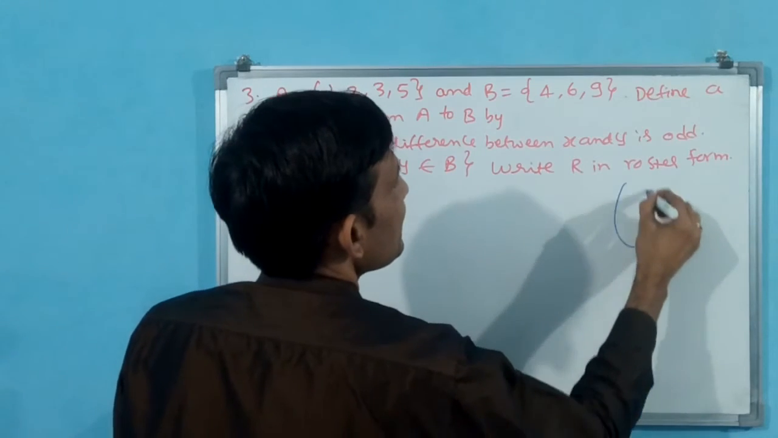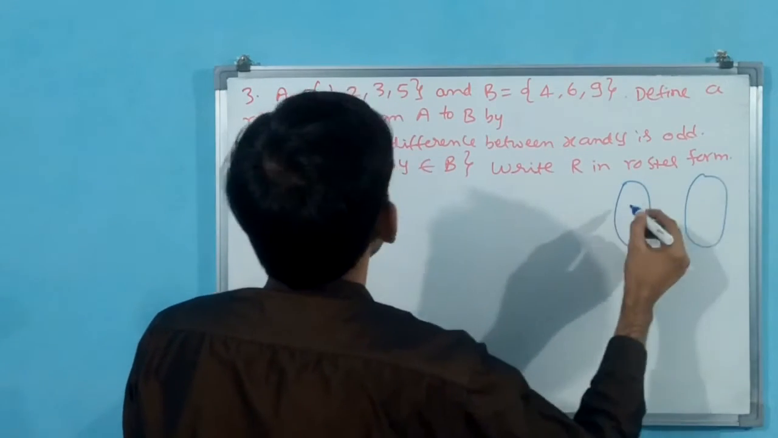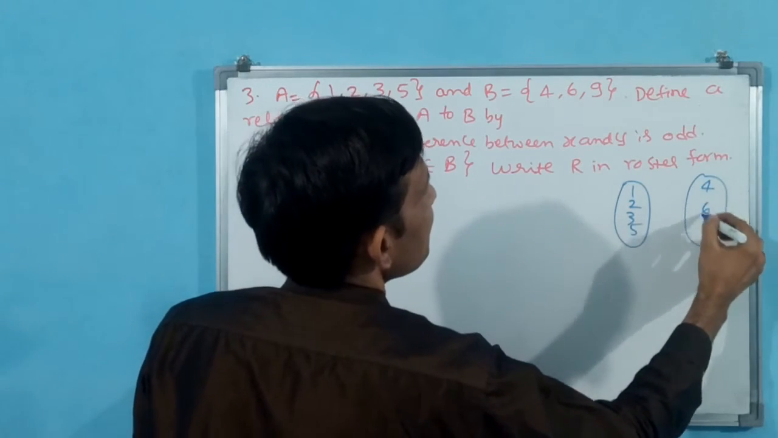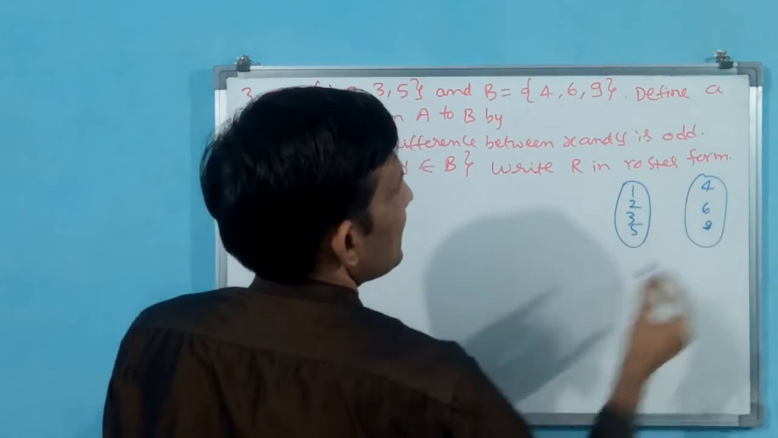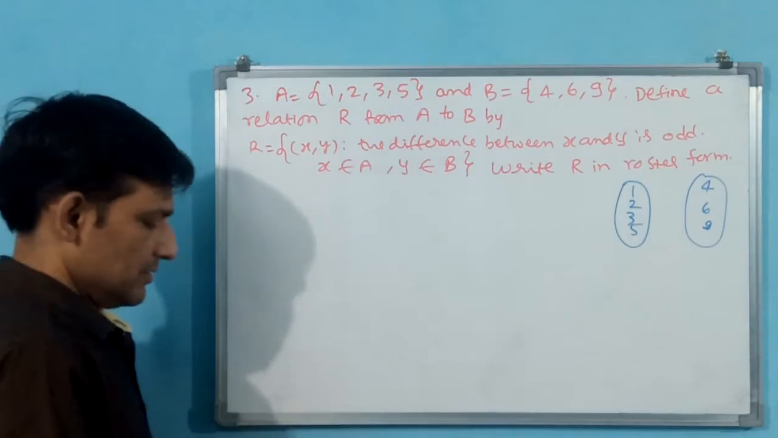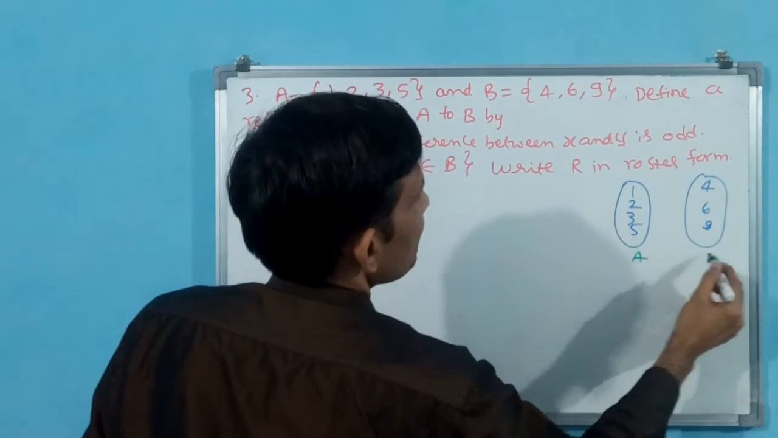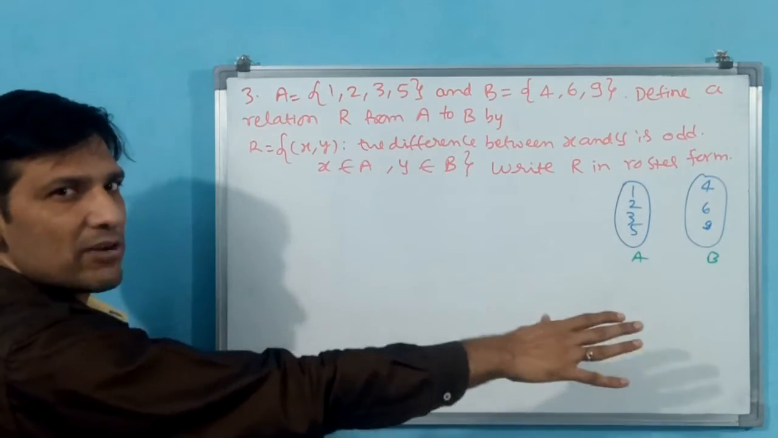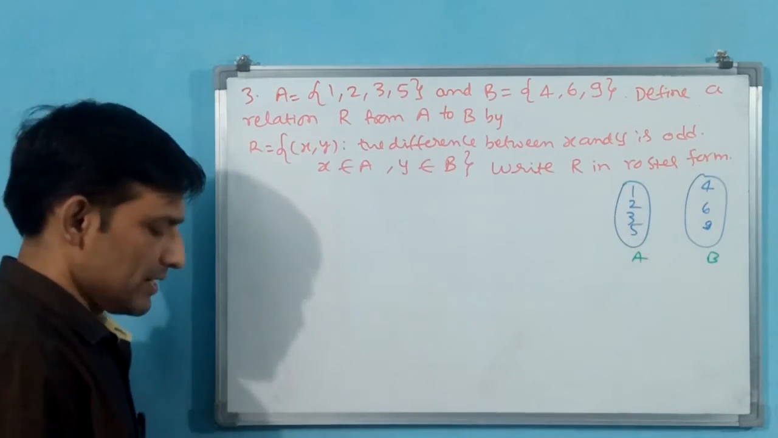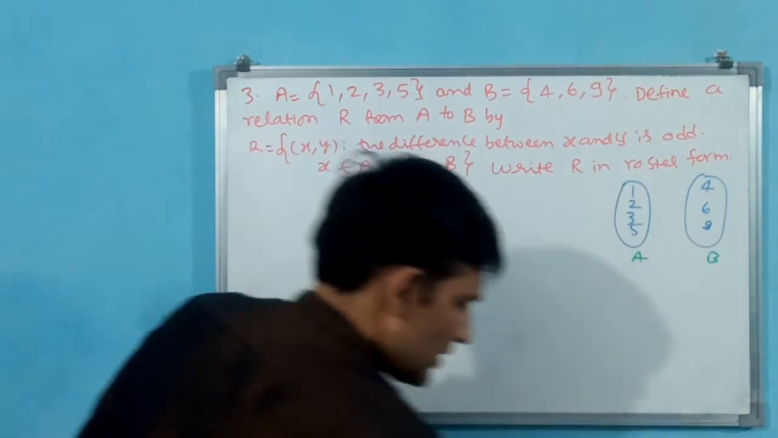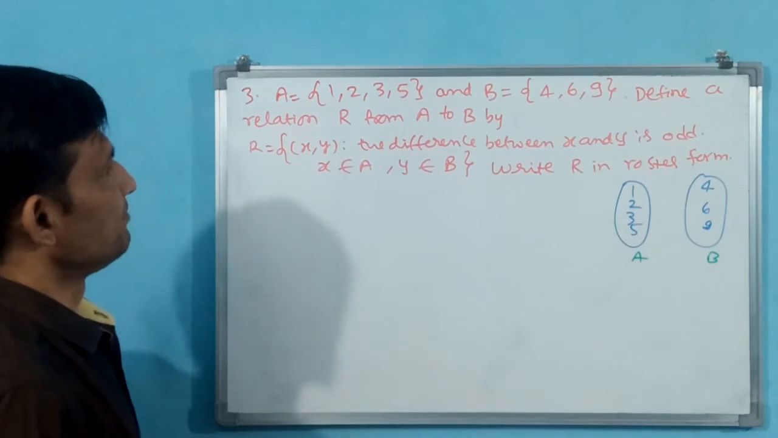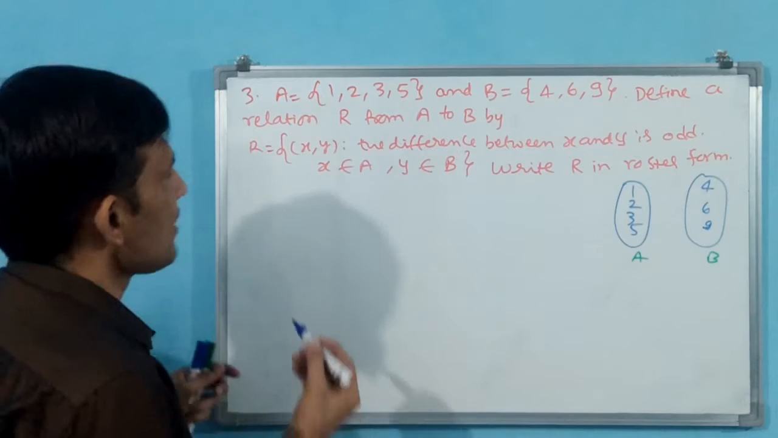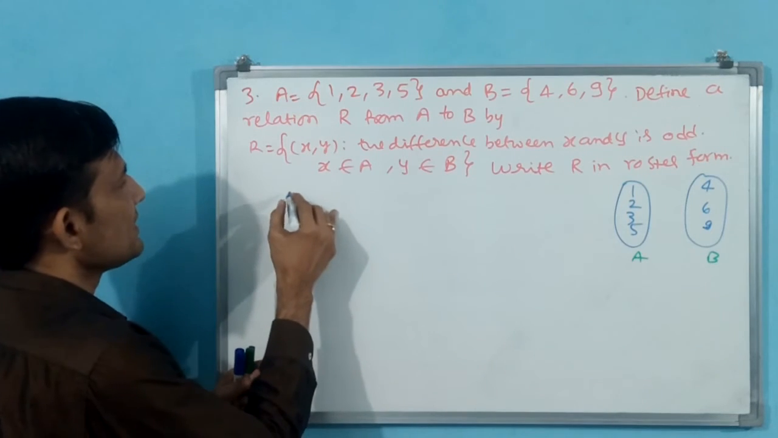So right here, 1, 2, 3, 5 will come. Here 4, 6, 9 will come. That's all, limited. This is A, this is B. You have not asked us to write an arrow diagram, but for understanding's sake I have written it there. Okay, now let us see. A is there, B is there, but the difference between x and y is odd.